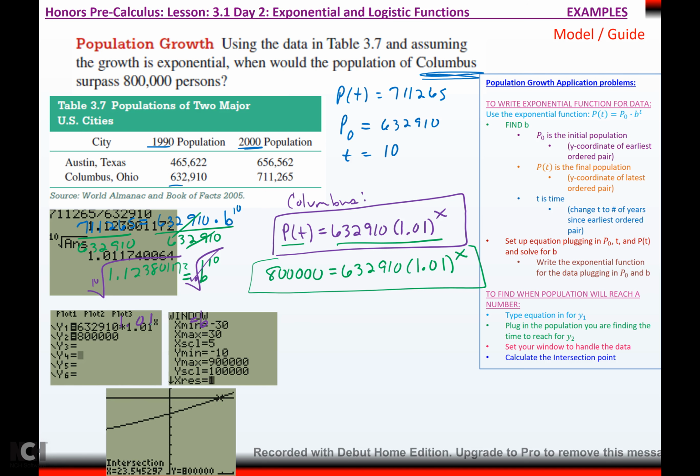And you can see I typed in the first equation, 800,000 for the second, and played with my window so I could see the intersection. It says they will intersect when X is 23.5 and Y is 800,000. So if I round, this means it's going to take at least 24 years.